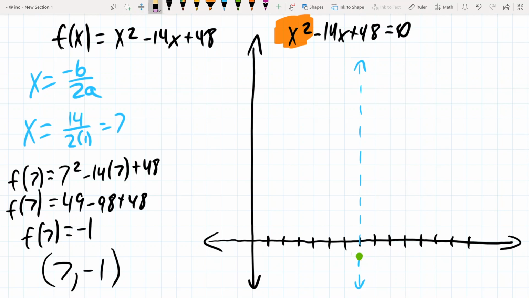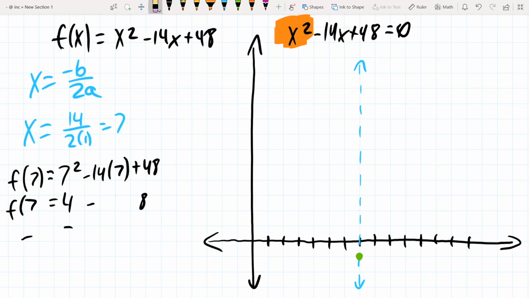We've got to plug in some new points. I'm going to erase this work. You shouldn't be erasing any work on yours.